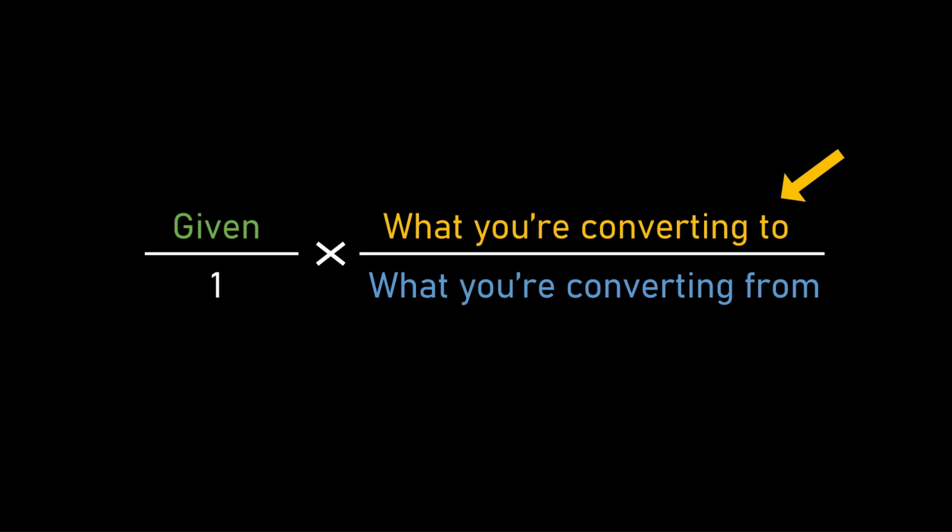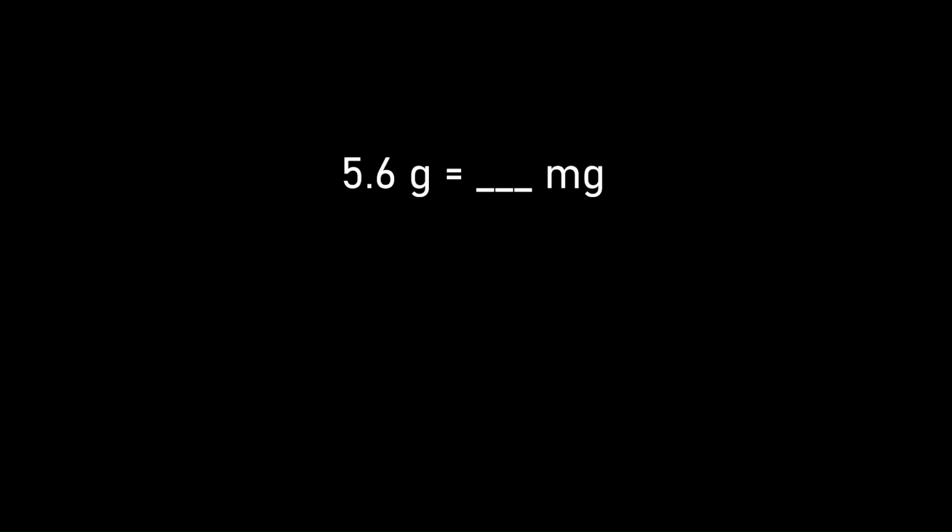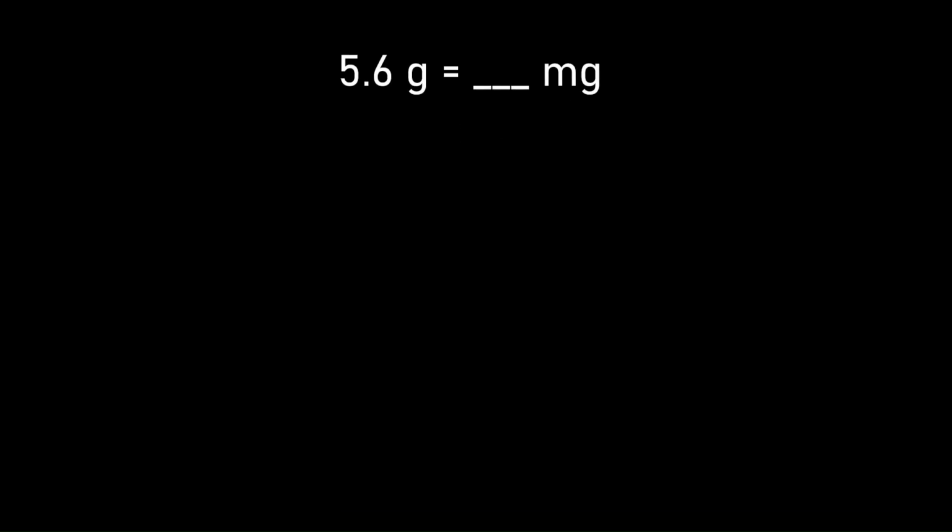Let's do an example, and let's keep our conversion factor rules in mind and check our work as we go along. Let's say you need to determine how many milligrams are equal to 5 6/10 grams. The first thing we need to do is find our equivalent. In this case, we'll be using this equivalent. 1 gram equals 1,000 milligrams.